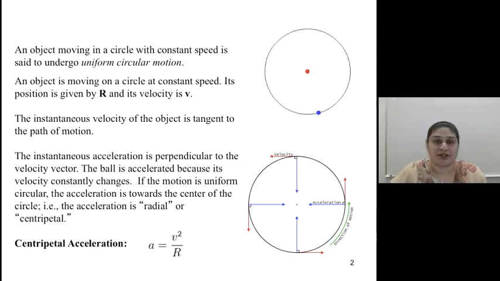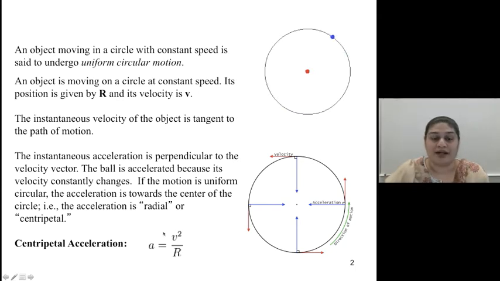So remember, these are vector quantities. If the velocity is a vector and acceleration is also a vector, even though the magnitude remains the same, it is accelerating because of the change of direction. For a uniform circular motion, the acceleration is always going to be towards the center of the circle. That is why the acceleration is called radial acceleration or centripetal acceleration, which basically means center seeking. A centripetal acceleration is given by this formula, a equals v squared over r.